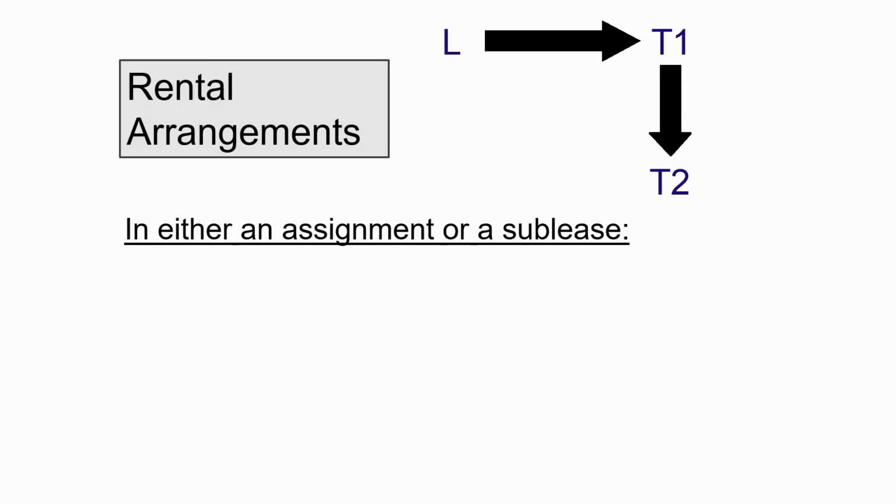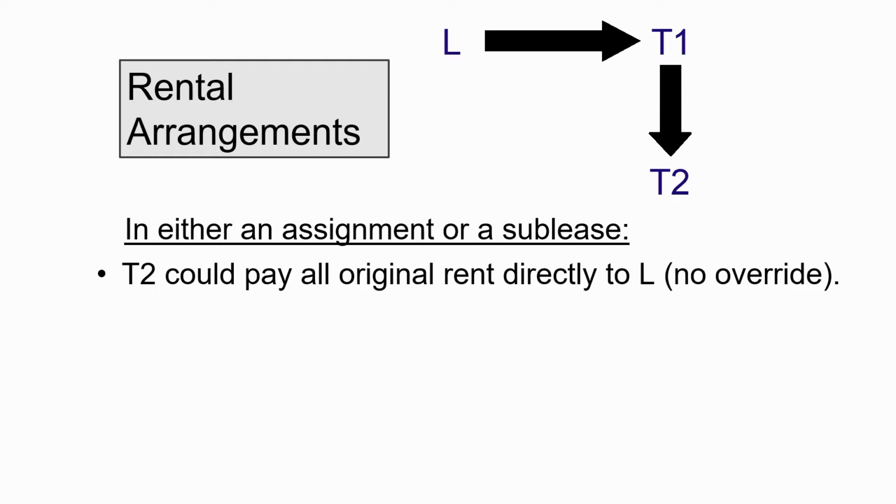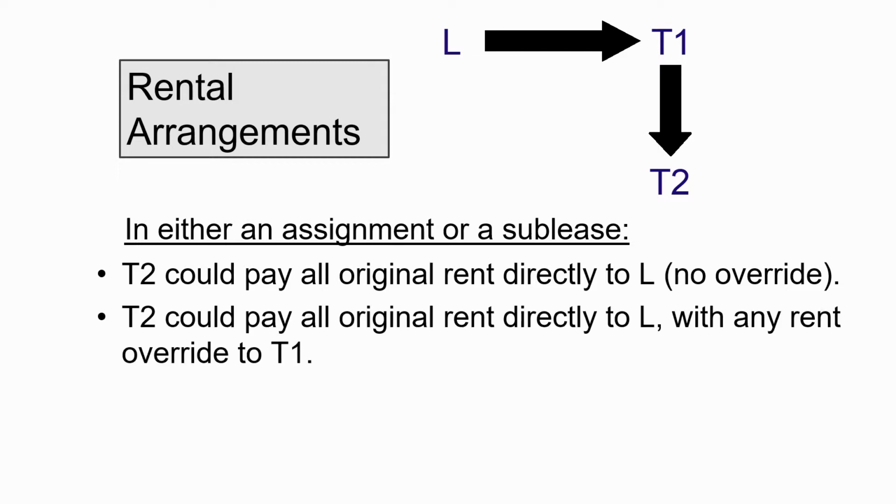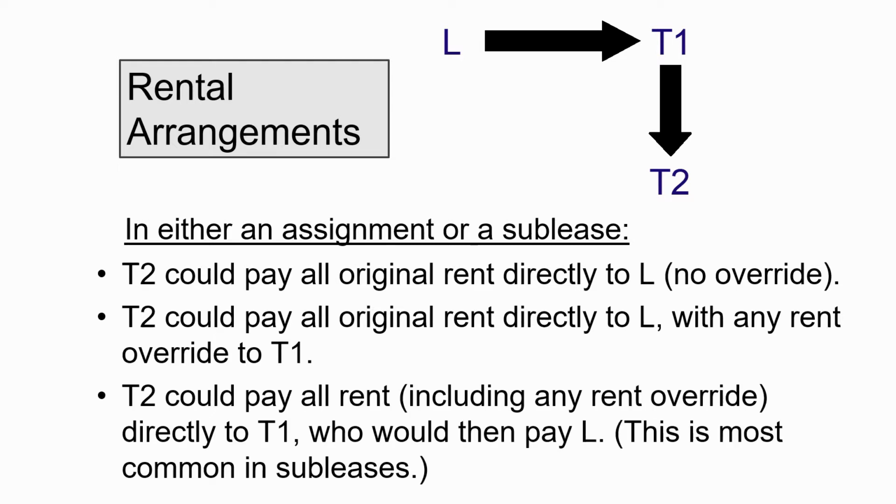Let's think about the rental arrangements that could be made when the parties make an assignment or a sublease. There are several possibilities. One possibility is that T2, the new tenant, could pay all of the original rent directly to the landlord, and that would be the only payment made on a monthly basis. In this case, we're assuming that there wouldn't be any override on the rent coming back to T1, the original tenant. A second possibility is that T2 could pay all of the original rent directly to the landlord, and any rent override could be paid directly to T1. A third possibility is that T2 could pay all the rent, including both the original rent and an override on the rent to T1, and then T1 would pay the original rent to the landlord. This arrangement is most common in subleases, but it could be done in an assignment as well.